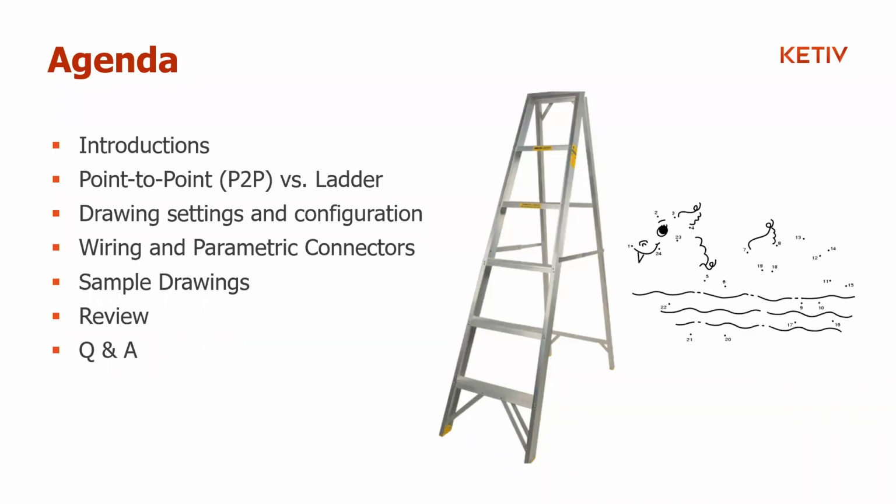So we're going to talk a bit about the nuances between ladder schematic diagrams versus point-to-point schematic diagrams, specifically the settings and drawing configurations that come along with some of that stuff. And then the examples that we have are going to focus on parametric connectors and some of the wiring tools that are available and usable inside of those environments. And we have some sample drawings set up, and we'll walk through a simple one towards the end as well, followed by a quick review and Q&A at the very end as well. You'll notice on the right side of the screen is a regular ladder and a connect the dots puzzle.